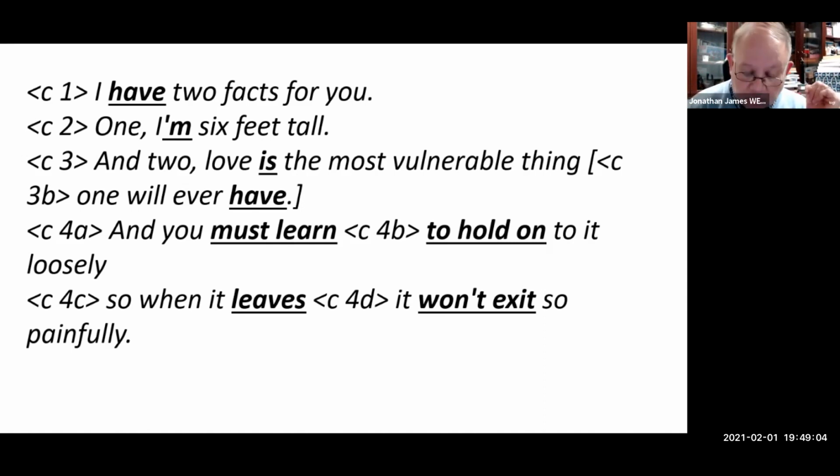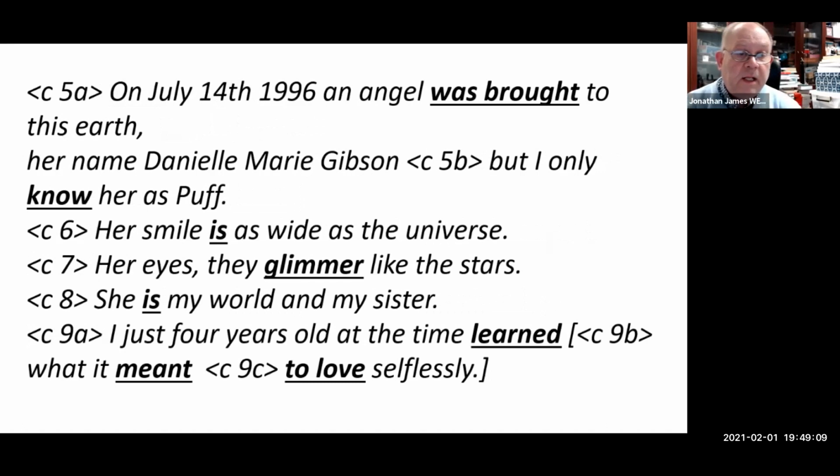All right, so continuing on. Five. On July 14, 1996, an angel was brought to this earth. Her name, Daniela Marie Gibson. All right, her name, Daniela Marie Gibson, there's no verb there. So we just would treat that as sort of an apposition. It's two noun phrases next to each other. And then 5B, but I only know her as Puff. Okay, but, and then another clause.